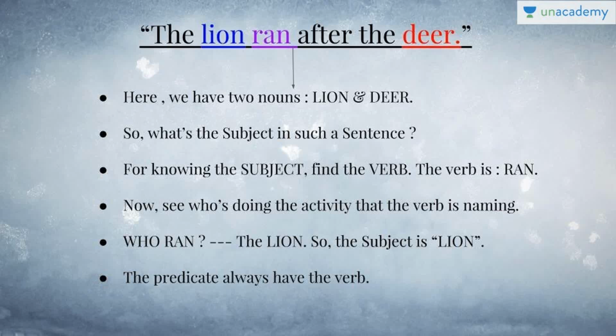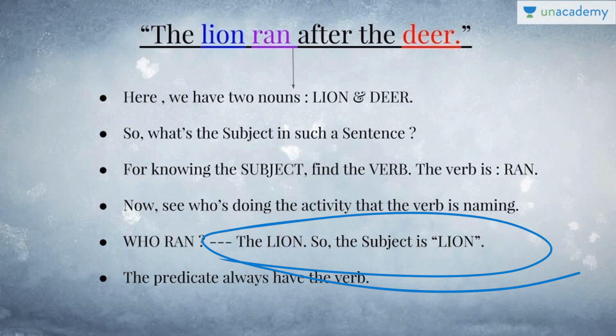And there are three concepts which we are going to discuss in this lesson, which make it a little easier for us to identify the subject. Here we have the second sentence, the lion ran after the deer. We have two nouns in this sentence, lion and deer. So how are you going to identify which one is the subject of the sentence? For knowing the subject of any sentence, you need to find the verb. Find the verb in this sentence. The verb is ran. So who ran? The lion ran. So simply the lion is the subject in this sentence, right?